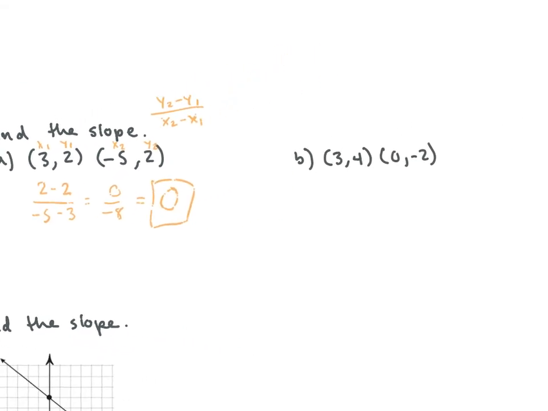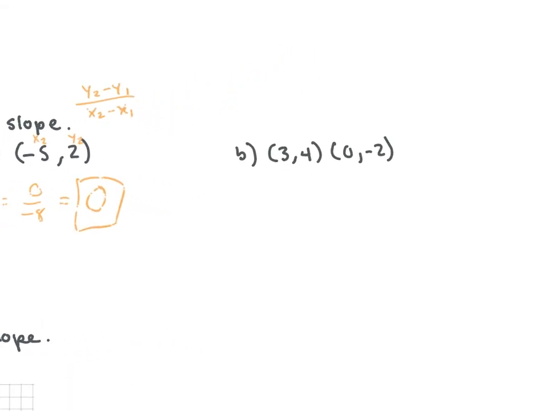For b, we have our x1, y1, x2, y2. Plug everything in. We have negative 2 minus 4 over 0 minus 3. Negative 2 minus 4 is negative 6. 0 minus 3 is negative 3. Negative divided by a negative makes this a positive. 6 divided by 3 is 2. So our slope here is positive 2.